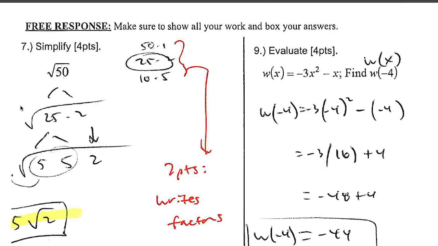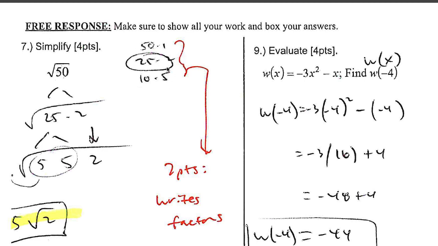Question number 7 on the back side. It tells you to simplify. Here it doesn't tell us about any decimals, therefore you should just have an exact answer, which means you should have a radical. Free response says make sure to show all your work and box your answers. So to do the problem, you can write out the factors. 50 times 1, 25 and 2, 10 and 5.